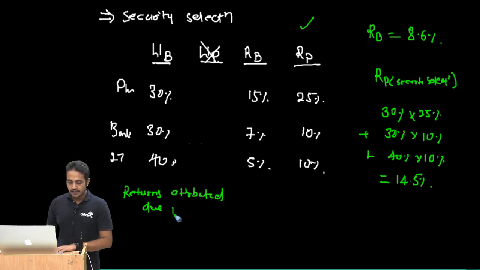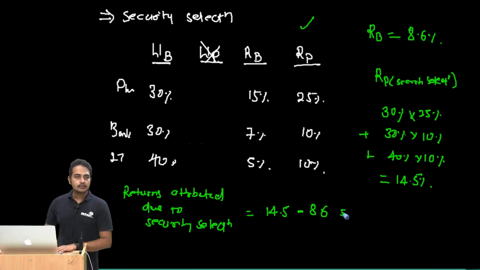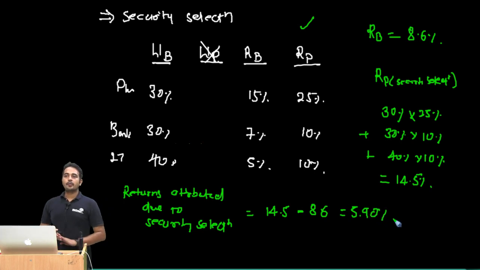And then those returns which could be attributed due to security selection. Returns that could be attributed to security selection, those are going to be 14.5 minus 8.6, that is 5.9. So 5.9. Now the last component.